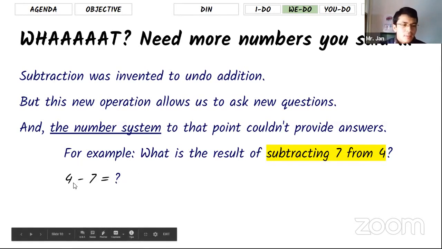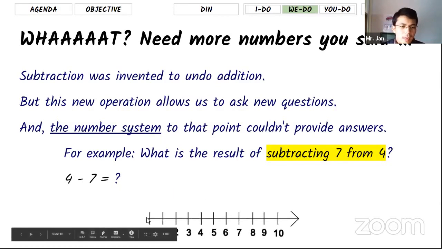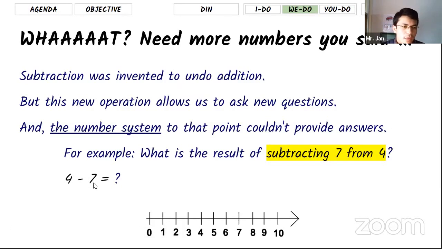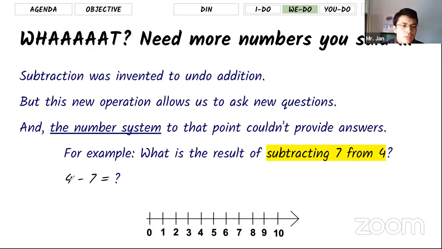The result of this kind of question leads people to think we need more numbers on the other side of the line. For example, if we are trying to subtract these two numbers on the number line, you will see that there is no result, or you cannot go more steps back. Let me show you. For example, the first number is 4.